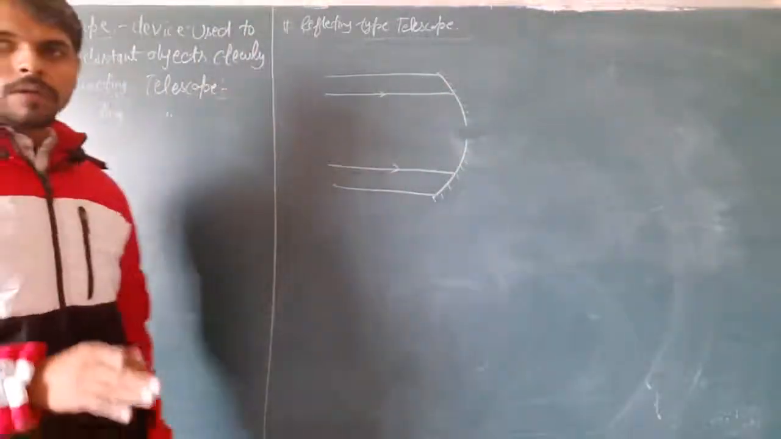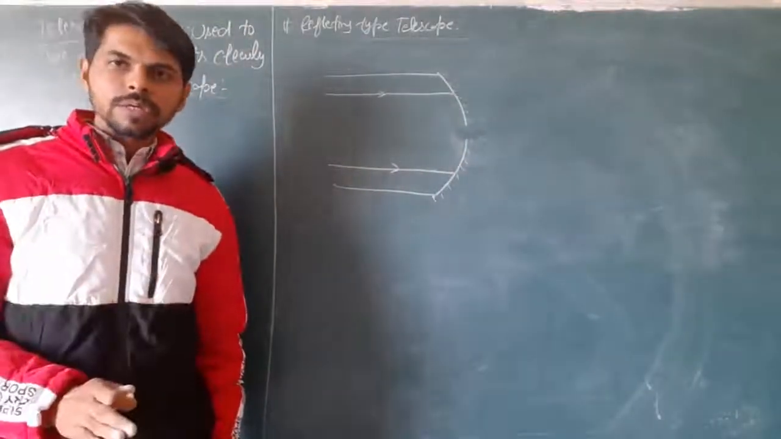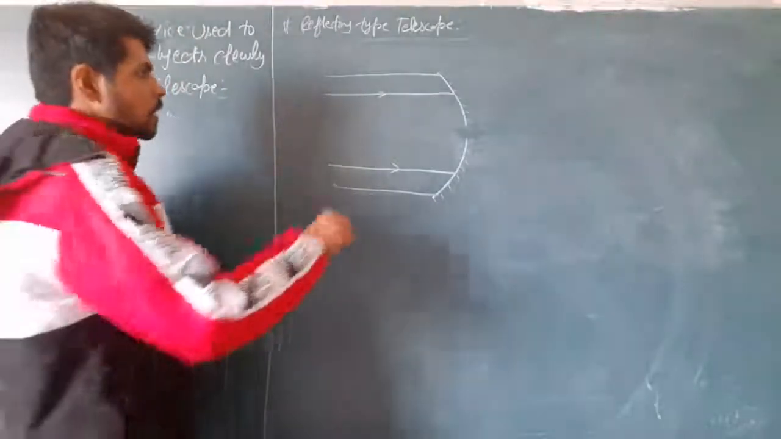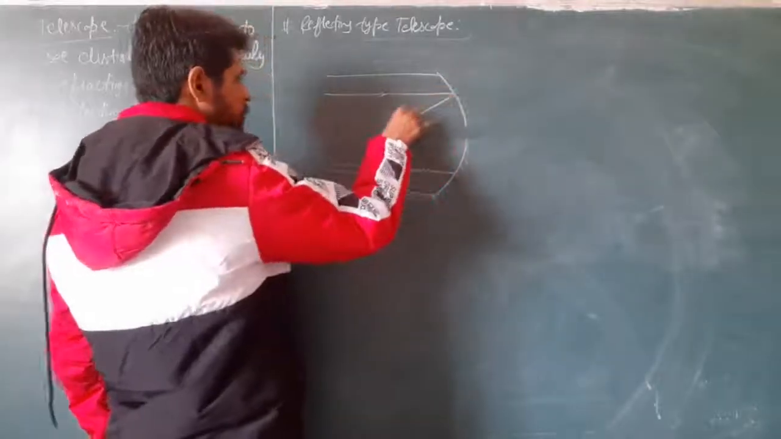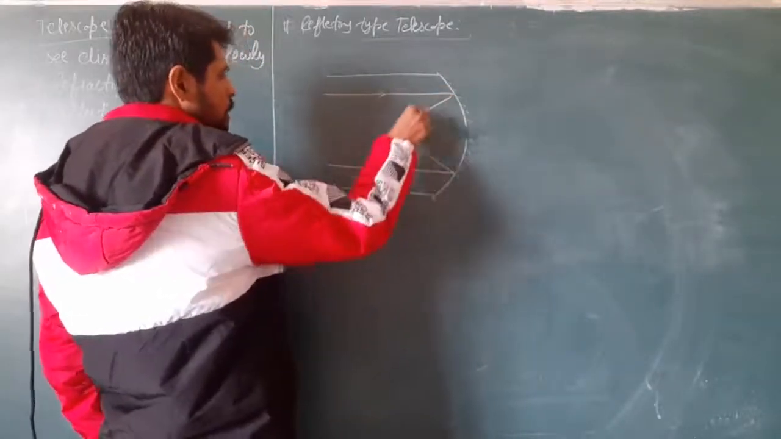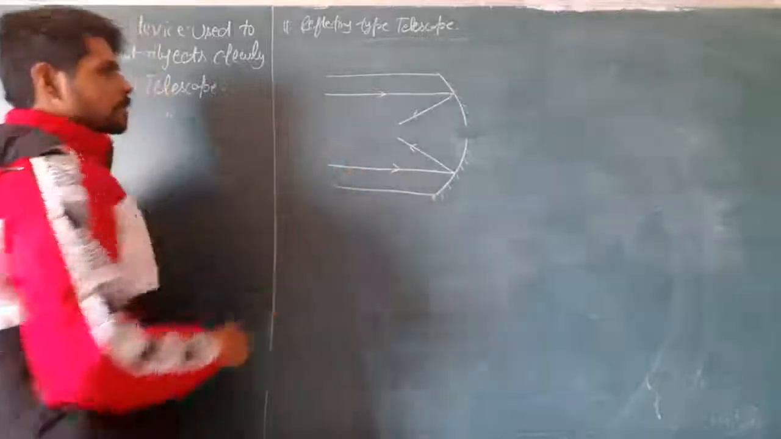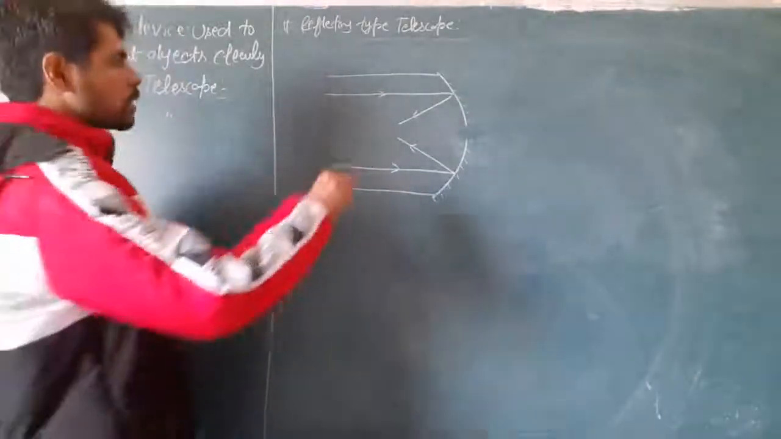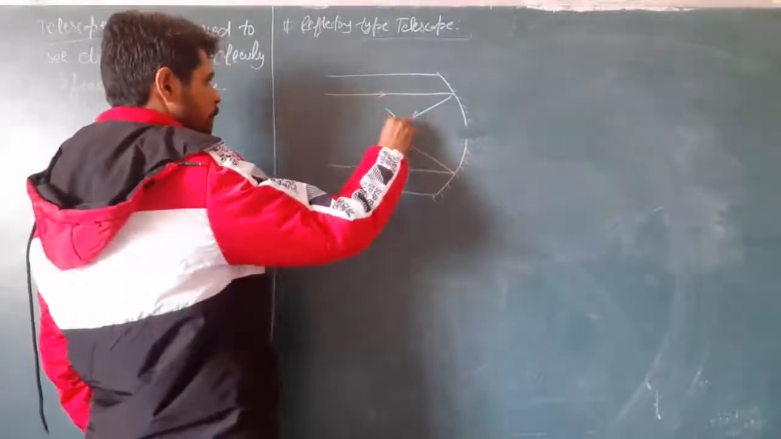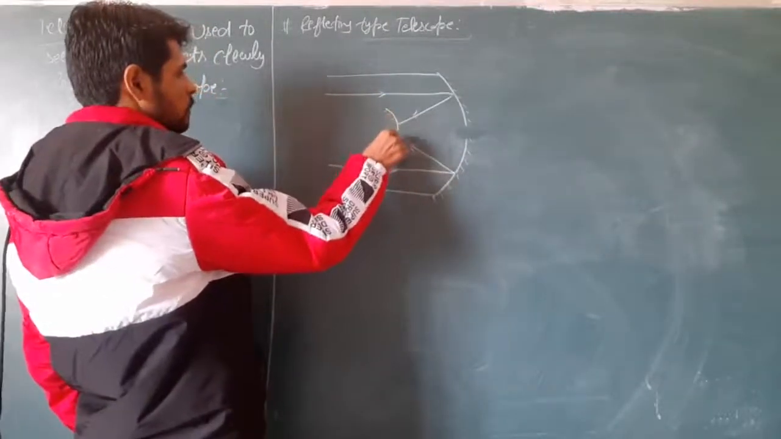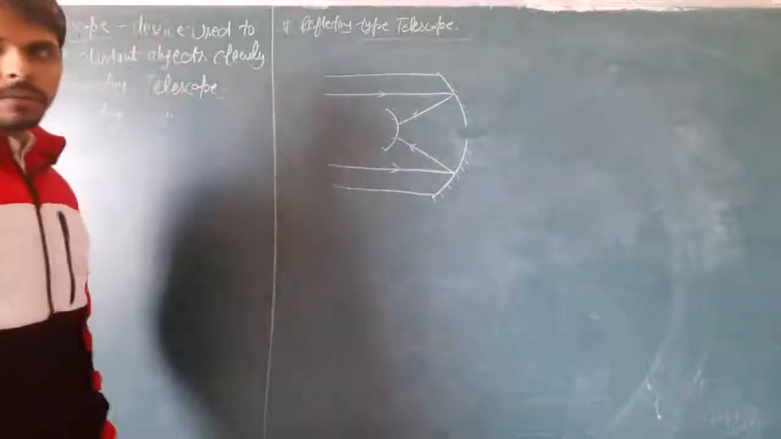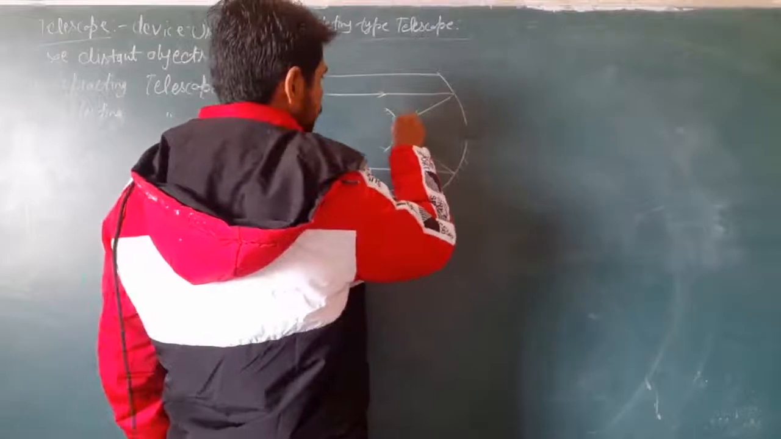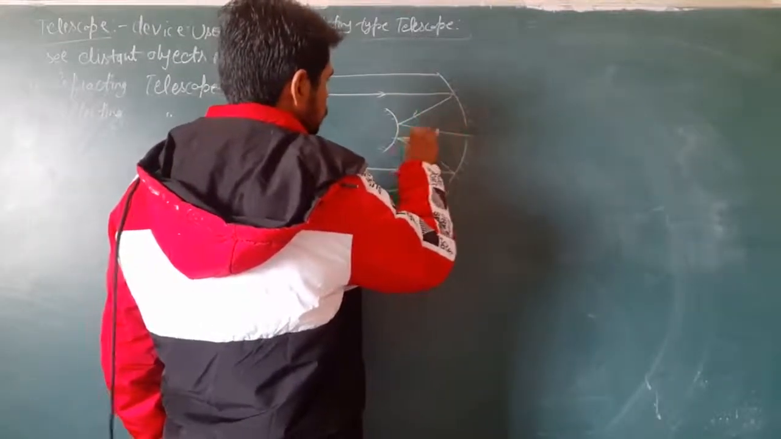This is a concave mirror. What will it do? It is a converging mirror. When the rays are coming parallel to one another, it converges them at focus. So it tries to converge the reflected rays at the focus of this concave mirror. But before converging to the focus, there is also a reflecting mirror, and this is a convex mirror. After striking this, the rays will pass through this opening.